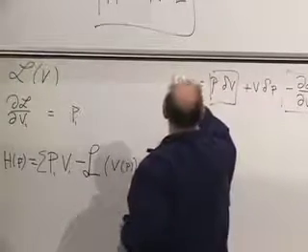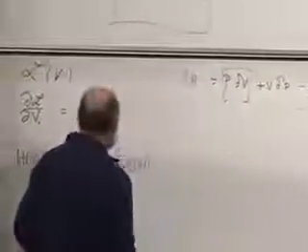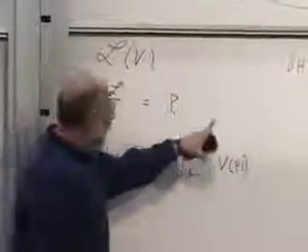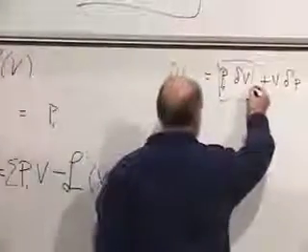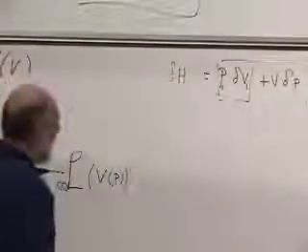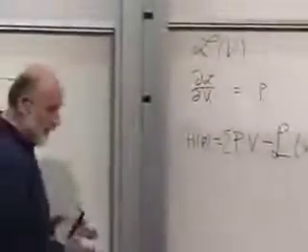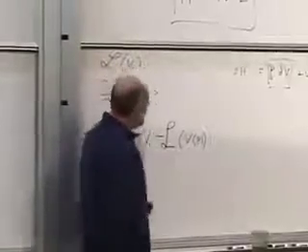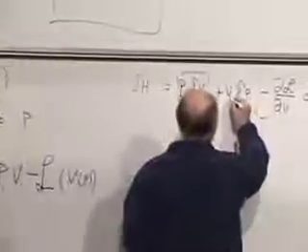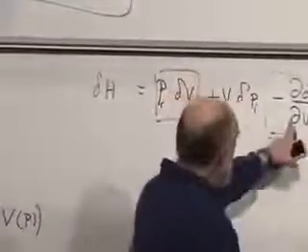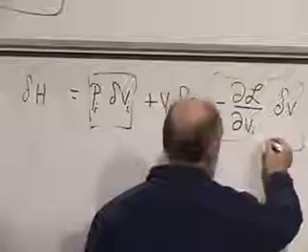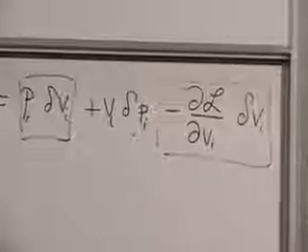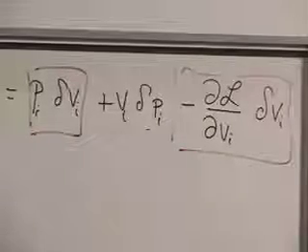Now, the change in h is a sum of terms of p sub i, v sub i. I'm not going to write summation signs. Whenever I write a p sub i and a v sub i like that, think sum over the i's. So first of all, a p sub i delta v sub i, a v sub i delta p sub i, and then a derivative of L with respect to v sub i times delta v sub i.